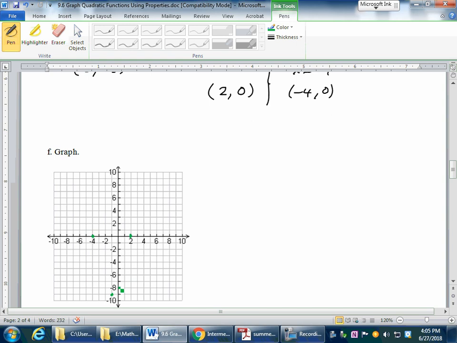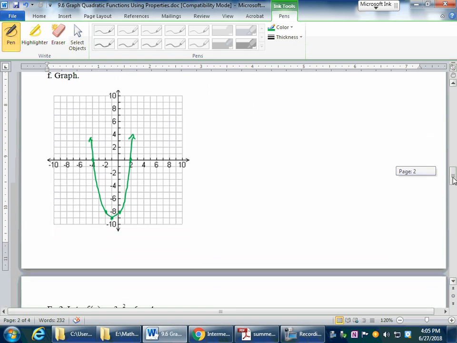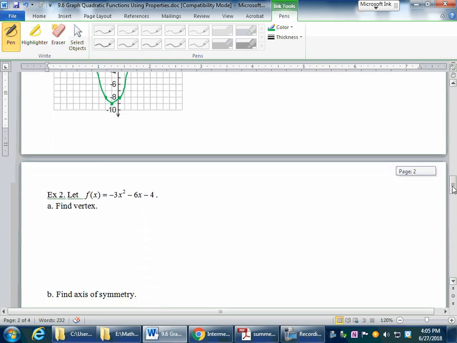And using the symmetry idea, from the vertex to the right 1 point, up 1 point, so it must also be to the left 1 point, up 1 point from the vertex, because they are symmetrical, right? So now I can use these points to graph my parabola. So this is much easier to graph a parabola now. Let's practice more. Let's take a look at the next example.